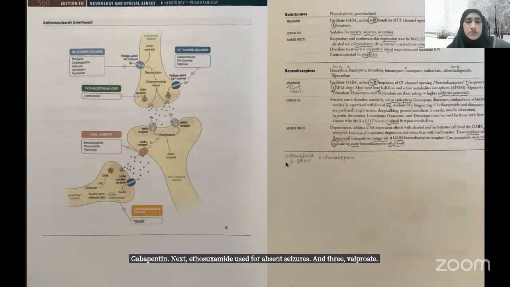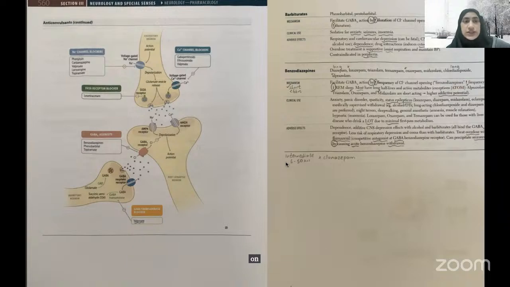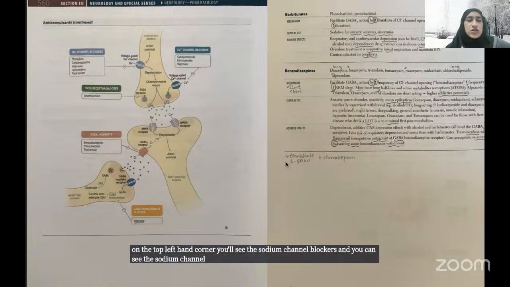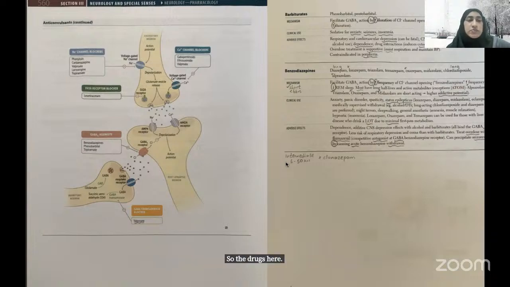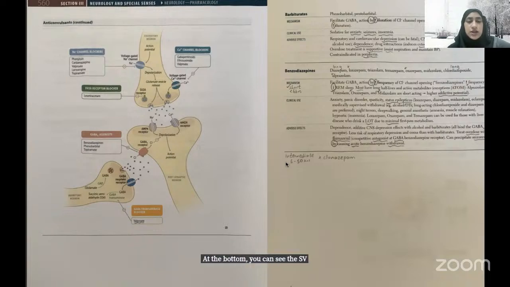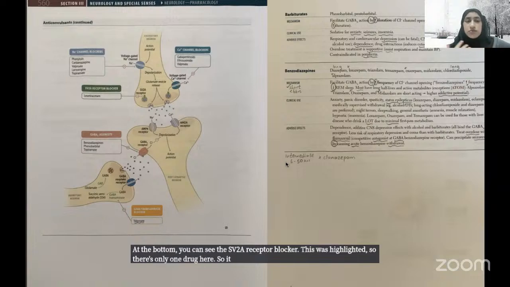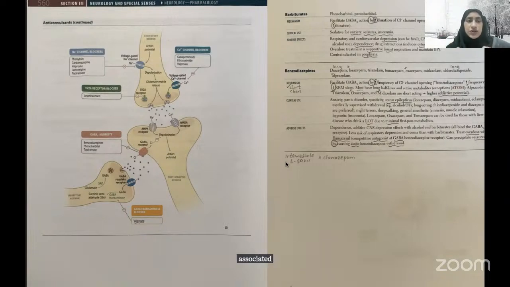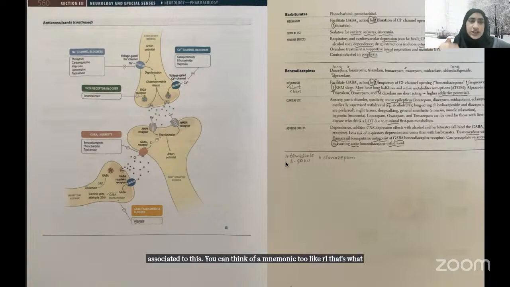If you look on the top left-hand corner, you'll see the sodium channel blockers, and you can see the sodium channel. So the drugs here are phenytoin, carbamazepine, valproate, lamotrigine, and topiramate. At the bottom, you can see the SV2A receptor blocker. This was highlighted, so there's only one drug here. So it's just better to associate it to this. You can think of a mnemonic too. That's what I used to memorize it: L stands for the drug, and then receptor blocker SV2A.